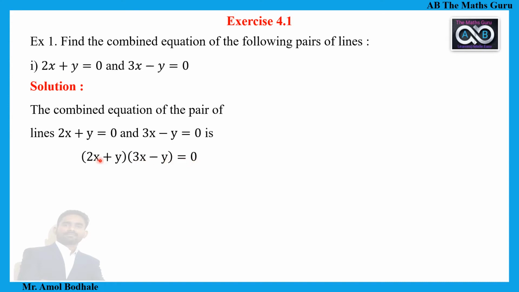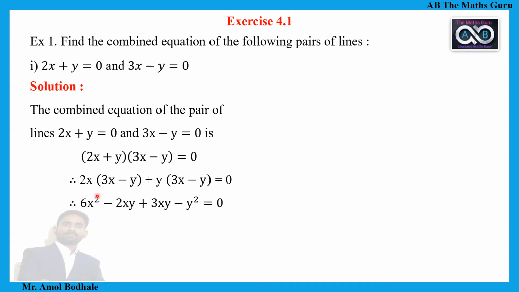Now we have to simplify this. So 2x multiplied by 3x minus y, plus y multiplied by 3x minus y. We get 2x into 3x, 6x square; 2x into minus y, minus 2xy; y into 3x, 3xy; y into minus y, minus y square, equal to 0. Therefore 6x square plus xy minus y square equal to 0. So this is the required combined equation.